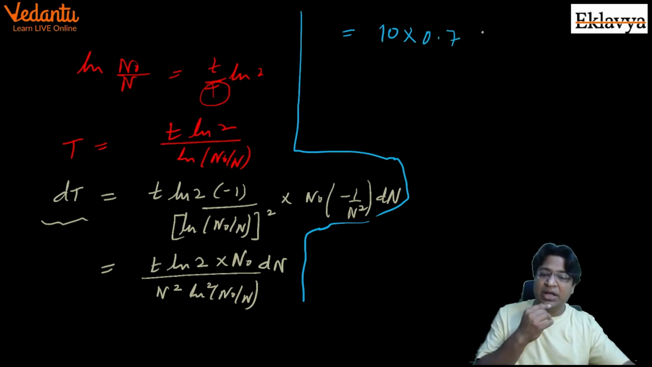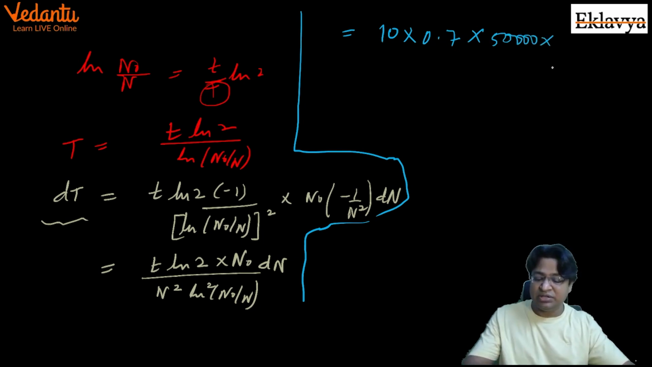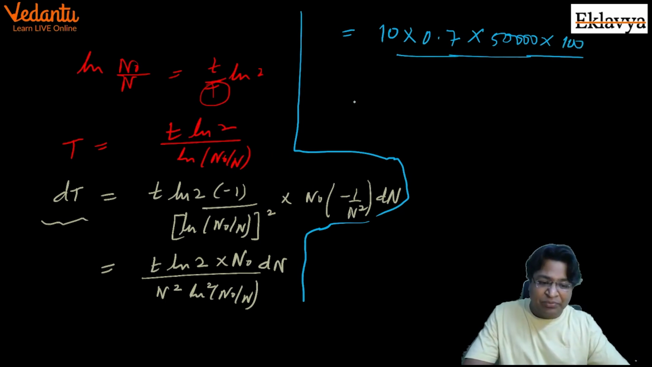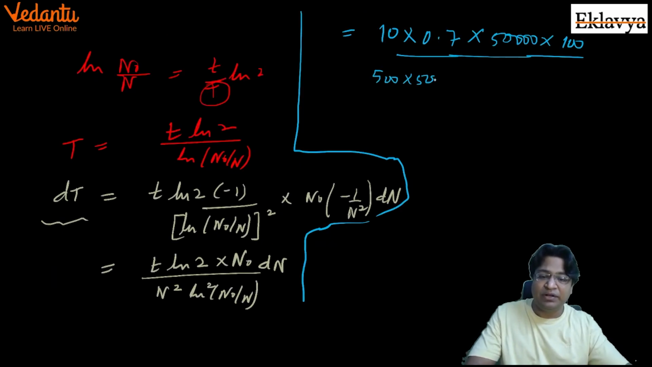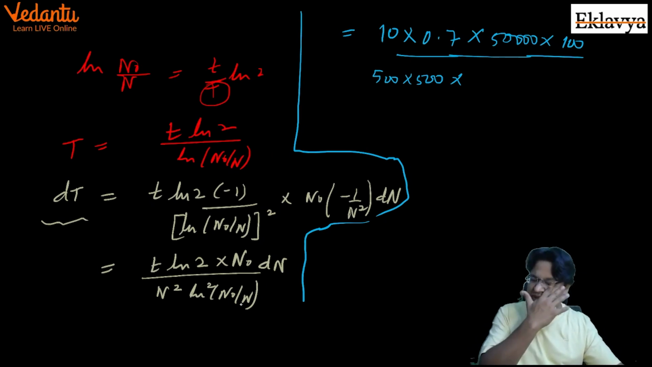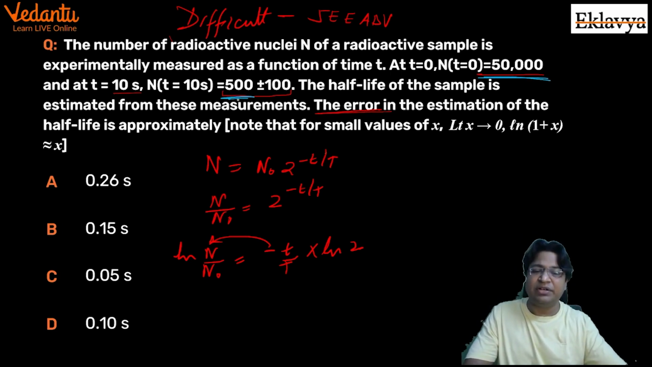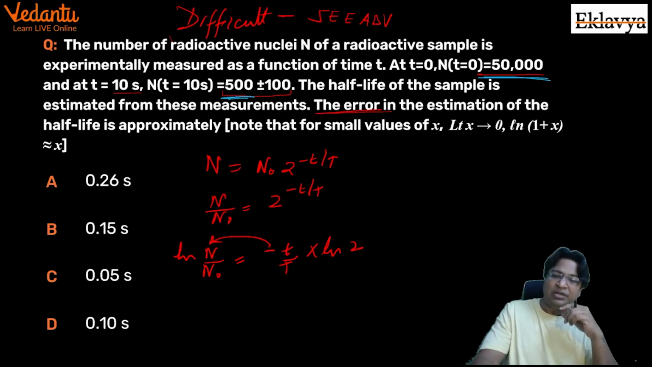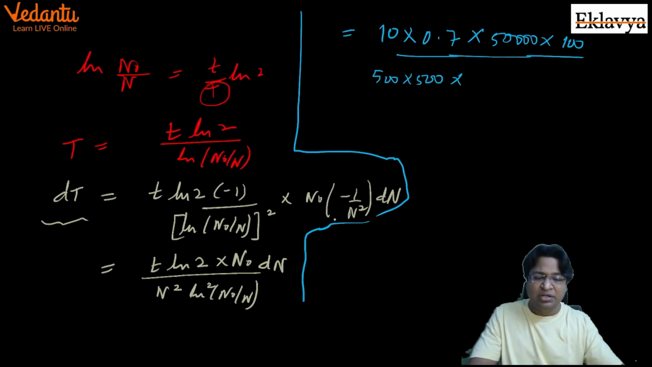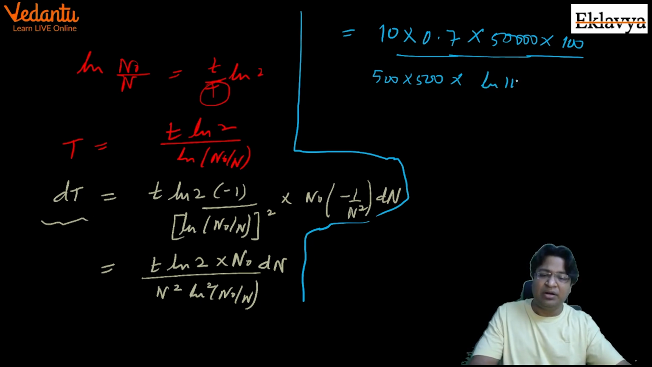And then n naught was 50,000, and dn is the uncertainty in the measurement of n, that is 100, divided by n square. So n was 500, so it would be 500 into 500. And then ln n naught by n. So n naught is 50,000, n is I think 500. So what's the ratio? It's 100, right? So it will be ln 100 square.